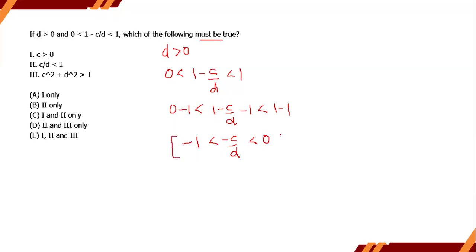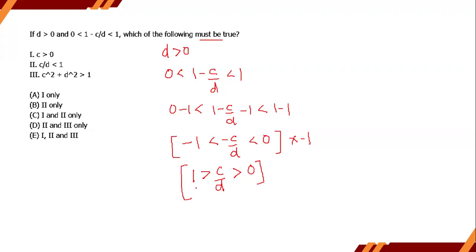In order to change it to positive C by D, we will multiply it with negative 1, right? So with this, we get 1. And now whenever we are multiplying an inequality by a negative number, what happens? Sign flips, right? So we will flip the sign of the inequality here, and here we have C by D. And again, we flip the sign of inequality, so greater than, right, 0.